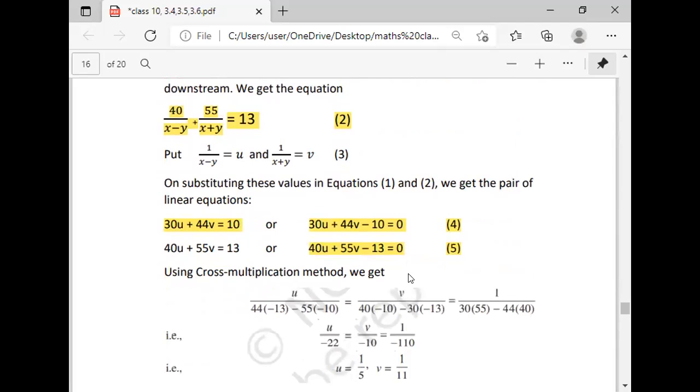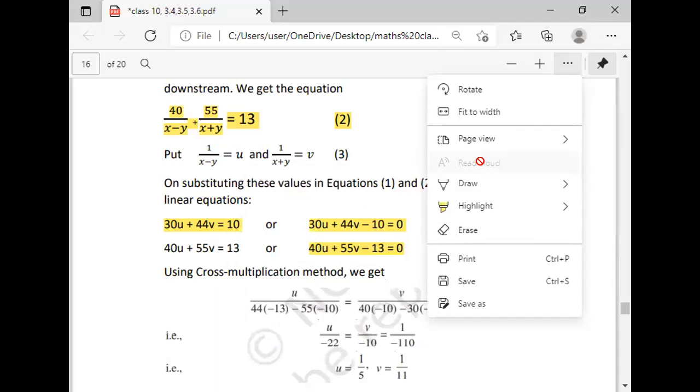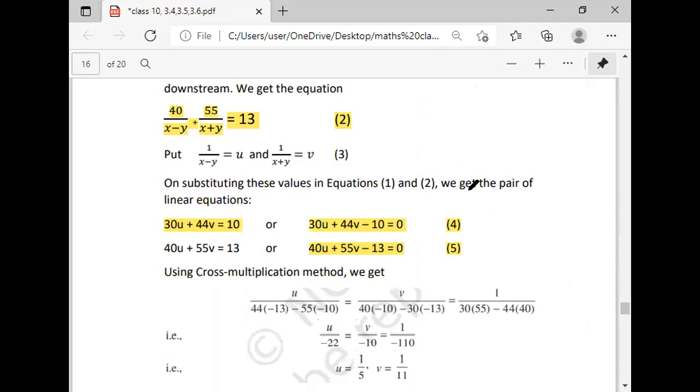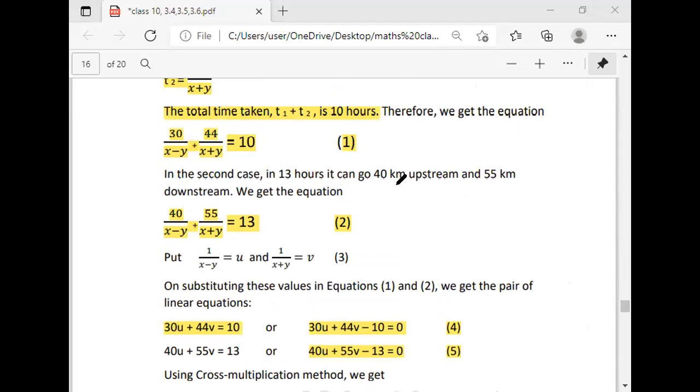So now we are using cross multiplication. I have just skipped one step. Maybe I can show you so that all of you can see. See, suppose we are taking u. What will be the denominator? Wait, I will call someone.